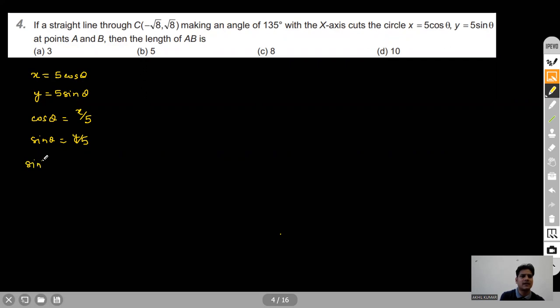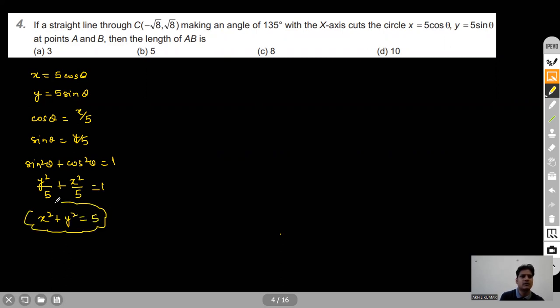We will have sin square theta plus cos square theta is equal to 1. What is sin square theta? This is y square upon 5. What is cos square theta? This is x square upon 5, is equal to 1. So this x square plus y square is equal to 5.